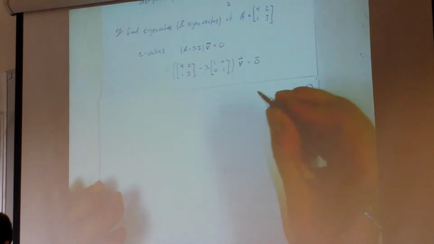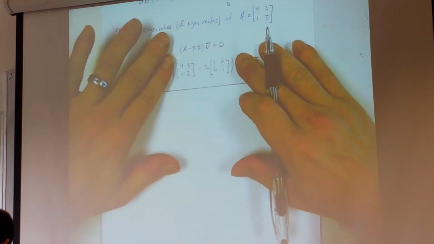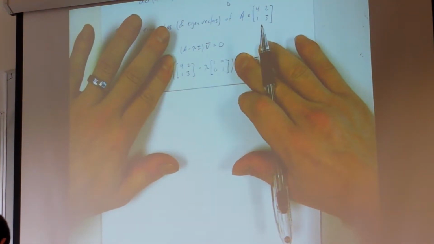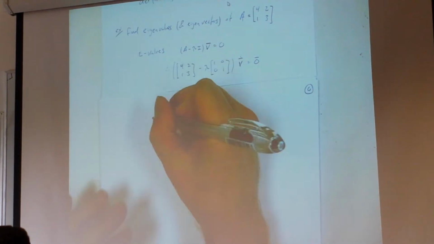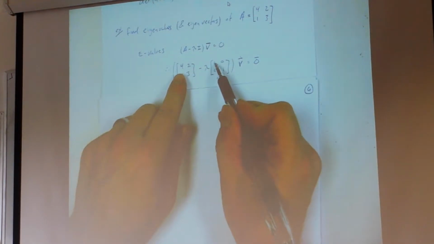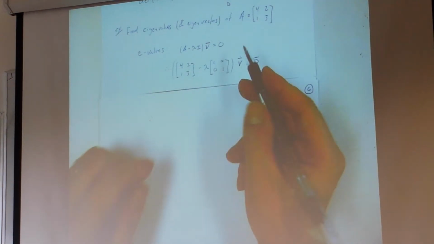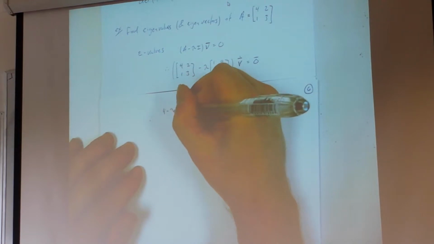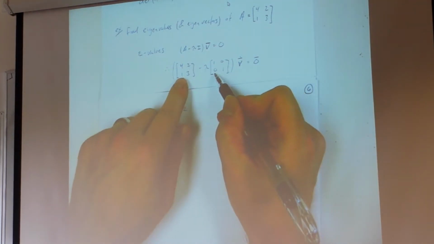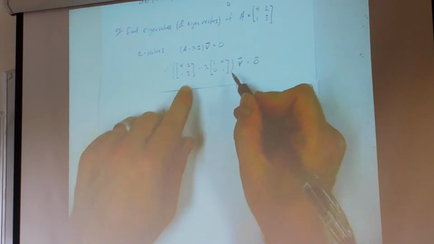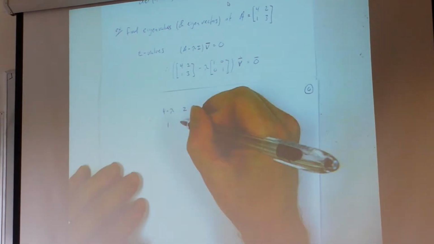All right, so now what does this matrix look like? A minus lambda I. 4 minus lambda. So multiply, scale this by lambda, and subtract corresponding entries. 4 minus lambda. 2 minus 0 lambda. 1 minus 0 lambda. And 3 minus lambda.